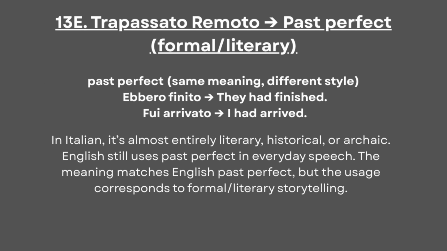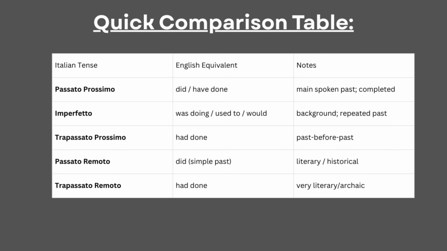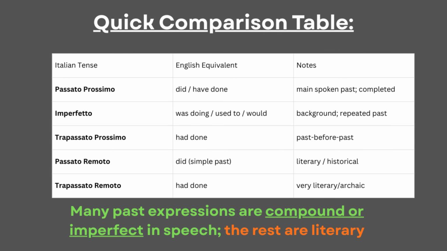The last form is the remote past perfect, which is a literary version of the tense. This form is extremely historical and archaic, which is common in formal storytelling. To conclude this point, Italian has many past forms because the language evolved from Latin, which had rich verb systems with past nuances. While learning to speak Italian, many past expressions will be compound or imperfect, and the rest are literary. So, Italian has more distinctions in the past, while English compresses them.